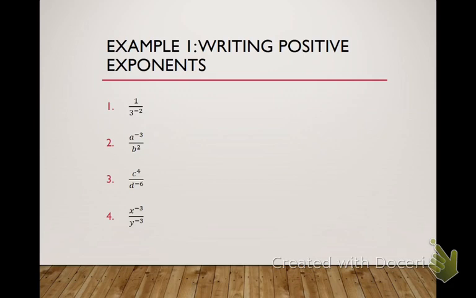So it doesn't matter what side of the fraction it starts on. If I need to write the exponent as positive, and that's what my directions say, to write the expression using positive exponents, I just move it to the other side. It doesn't matter what side it starts on. All right, so I have 1 over 3 to the negative 2nd power, and that becomes 3 to the 2nd power over 1. You see that?